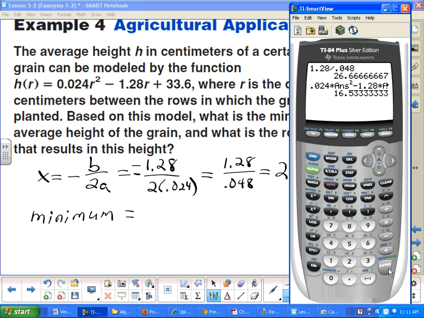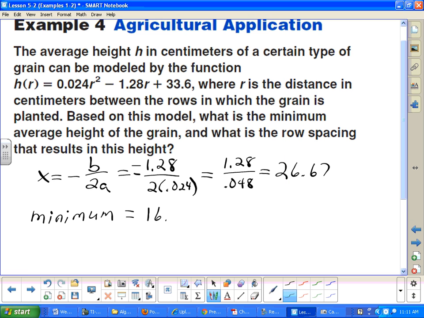Okay. So our minimum in this case is 16.53 what? What are the units to go with this? This is a word problem. So what? Centimeters. Okay. So the average height in centimeters of a certain type of grain can be modeled by this function. So r is the distance in centimeters between the rows. Based on this model, what is the minimum average height of the grain? So the minimum average height is 16.53 centimeters.